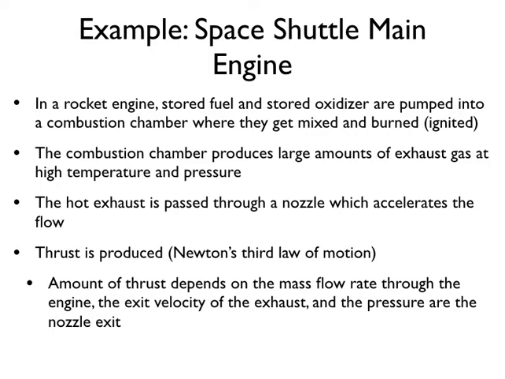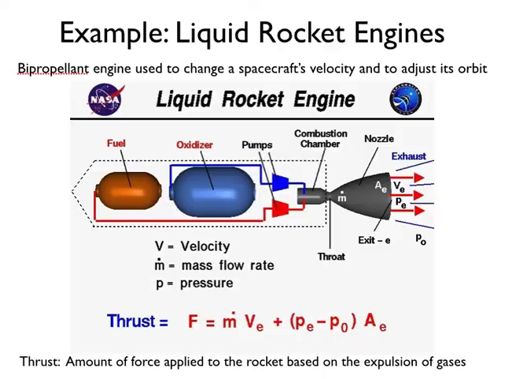In this example, in this rocket engine, stored fuel and stored oxidizer are pumped into the combustion chamber where they get mixed and burned. And you'll see this in just a second in a figure. The combustion chamber produces large amounts of exhaust gas at high temperature and pressure. The hot exhaust is passed through a nozzle, which accelerates the flow, and then thrust is produced. So this is kind of the high level, 10,000 foot level of how the system actually functions.